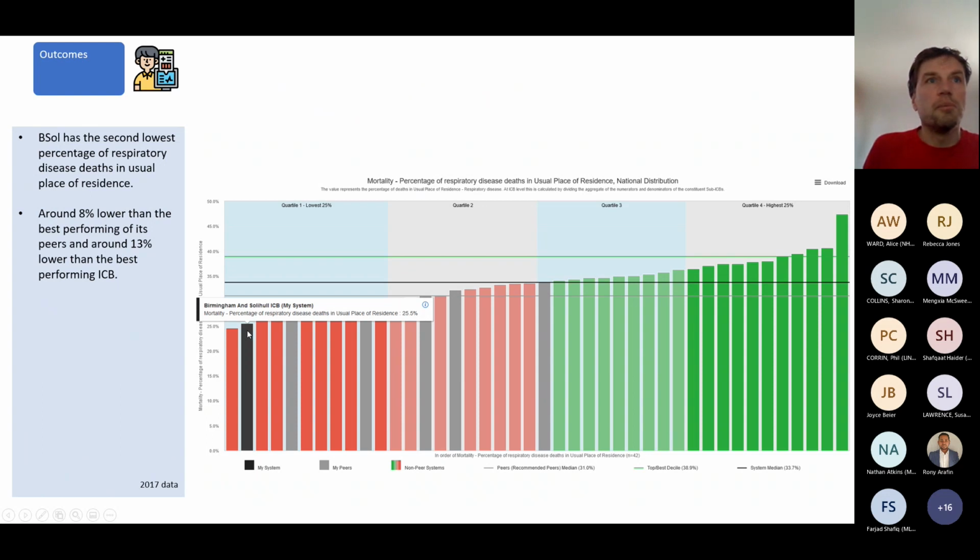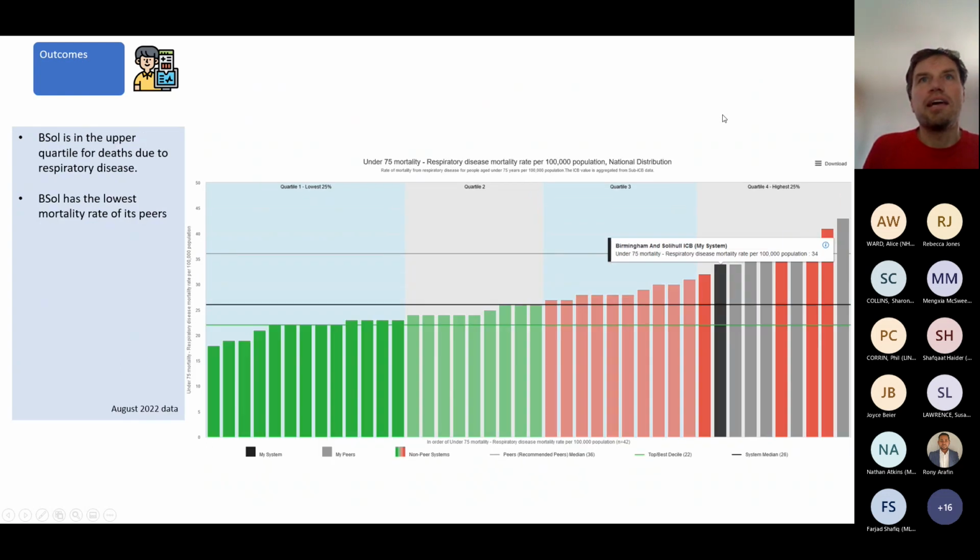So there isn't a lot of mortality data available, but the percentage of respiratory disease deaths in usual place of residence is low, which perhaps suggests that people are more likely to die in hospital, which maybe isn't the best place to die. And then respiratory disease mortality rate per 100,000 population, again, another metric where there's an opportunity in BSOL.